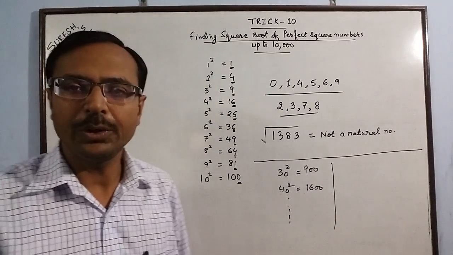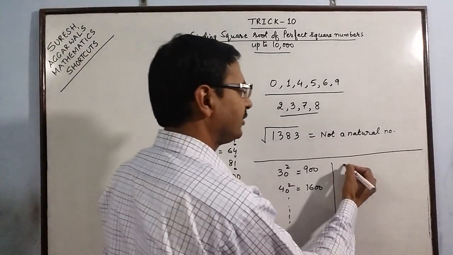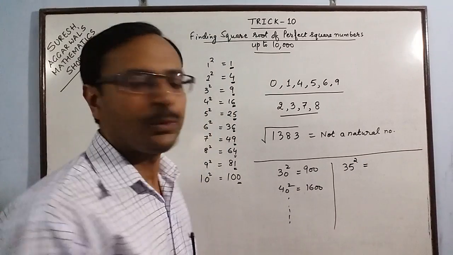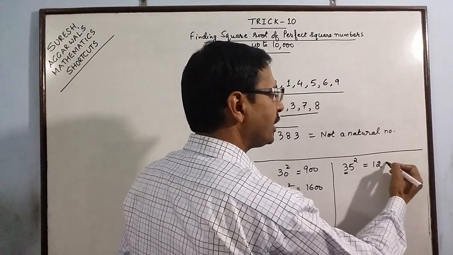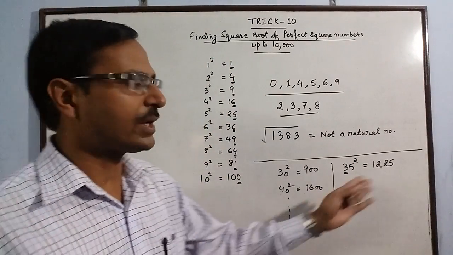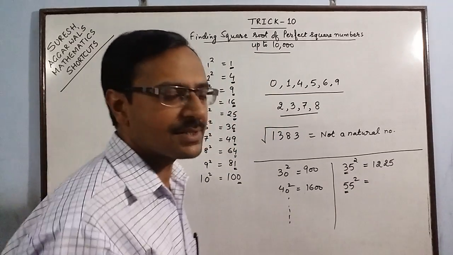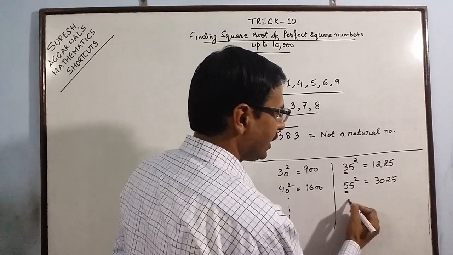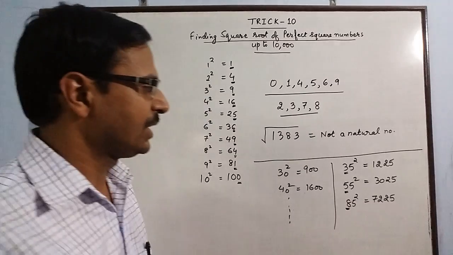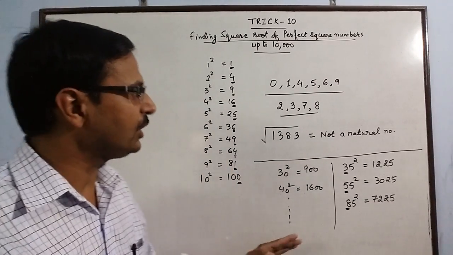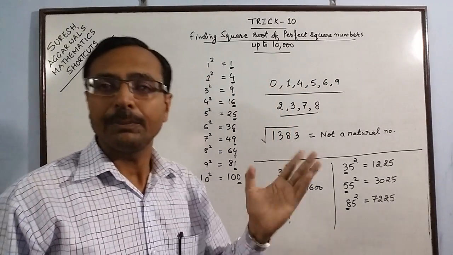In one of the tricks, I told you how to find the square of the numbers which are ending with 5. Like 35, you have to just multiply 3 by its successor, 3 4s are 12, and put a 25 after that. So 35 square is 1225. 55, 5 into 6 is 30, just put a 25. 85, 8 into 9 is 72, just put a 25. So if you know these two concepts, then you can carry on further and find out the square root of any perfect square number up to 10,000 very easily.